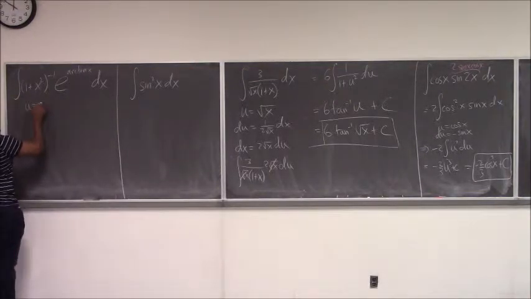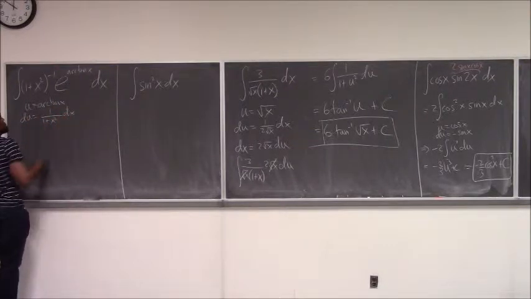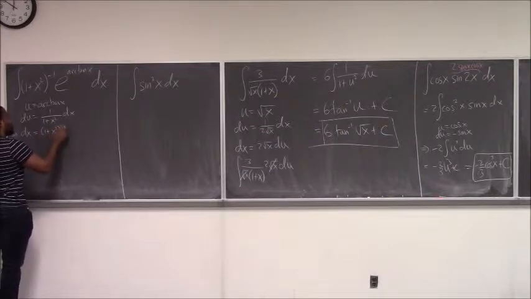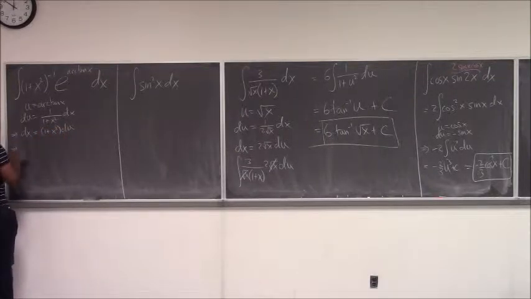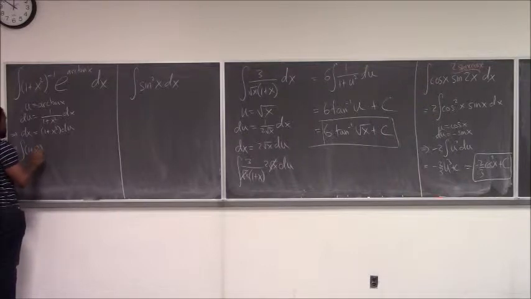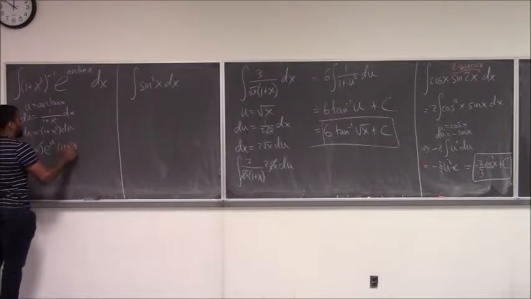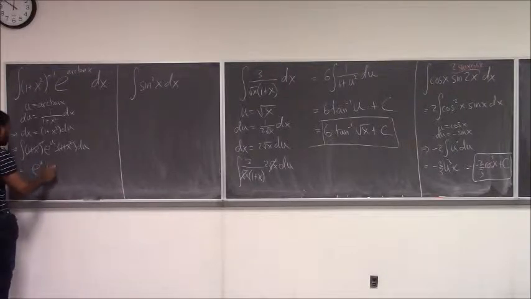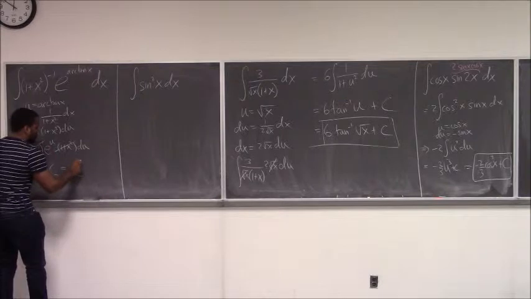Here we saw u equals arc tangent. Our du is 1 over 1 plus x squared dx. This means our dx is 1 plus x squared du. Plug that guy in. That will cancel that. So I just get the integral of e to the u, which is e to the u, or just e to the arc tangent.